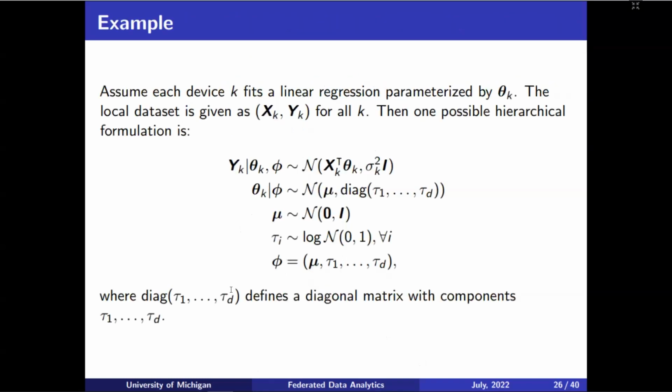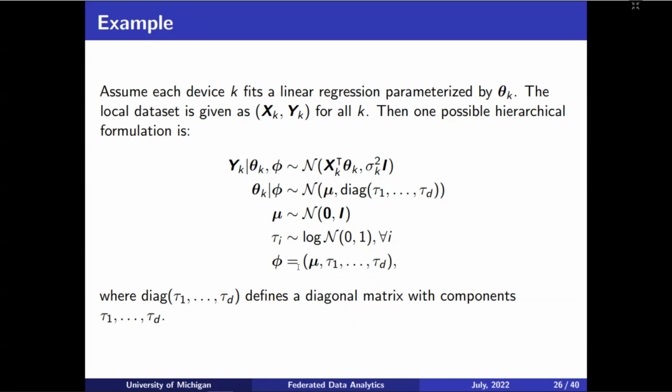Let me give you one example for the HM2. Let's assume each device is fitting linear regression parameterized by theta_k with a dataset x_k and y_k. One possible formulation for the HM2 can be as follows. Here, y_k given the parameter theta_k and also the global latent variable phi follows a normal distribution with mean x transpose theta and variance sigma_k squared, which is the standard linear regression formulation. And then we assume theta_k conditioned on phi follows a normal distribution with mean parameter mu and variance parameters tau_1 to tau_d.